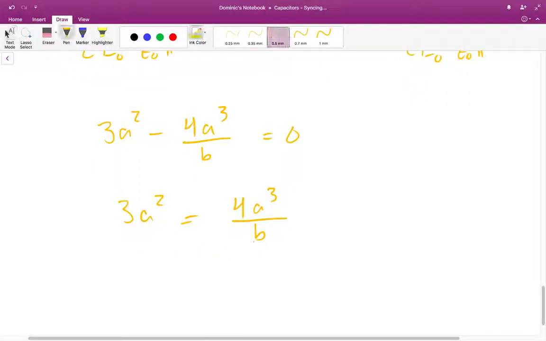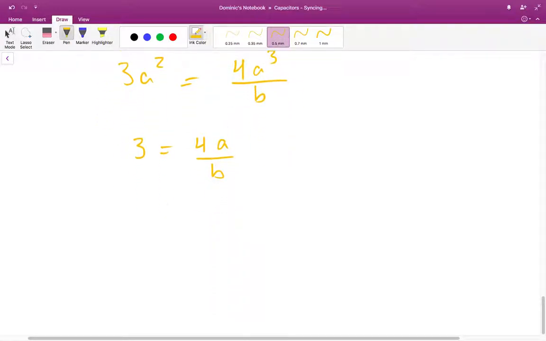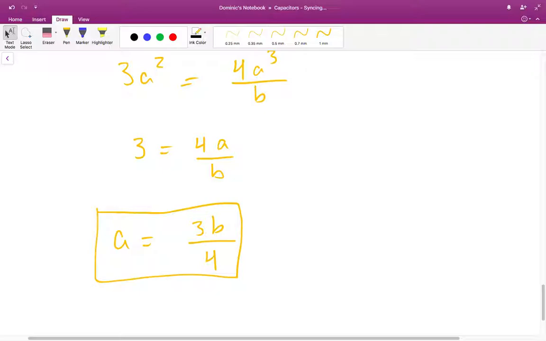I can divide both sides by a squared so that I'm left with 3 on the left side, since dividing by a squared leaves just 1, and on the right side I'm left with 4 times a over b. Then I am going to get a all by itself, so I'll multiply both sides by b and divide both sides by 4, so that I'm left with a equals 3b over 4. And that is my final answer. So at the point a equals 3b over 4, we will have a maximum value for the energy stored in the capacitor.